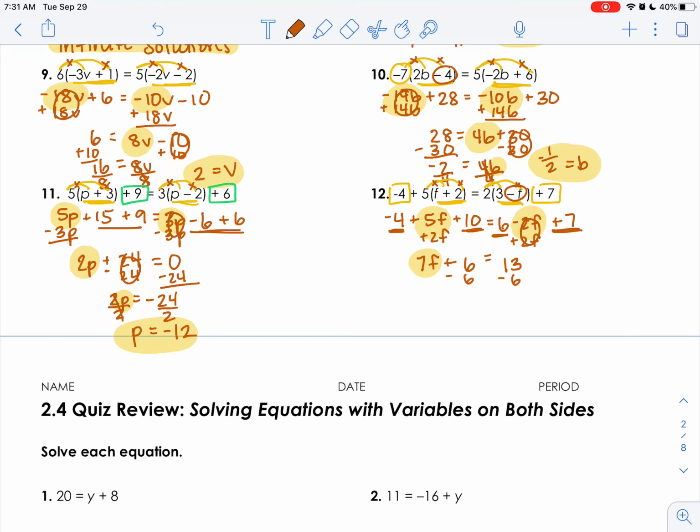I'm going to subtract 6 from both sides. 6 minus 6 is 0, so I have 7f equals 13 minus 6, which is 7. Divide both sides by 7. 7 over 7 is 1, leaving me with f equals 7 over 7 is 1.